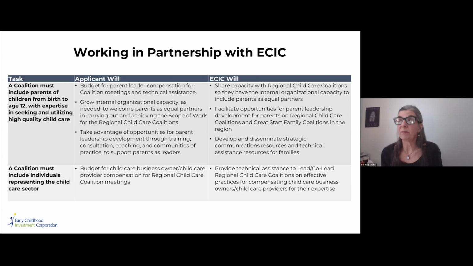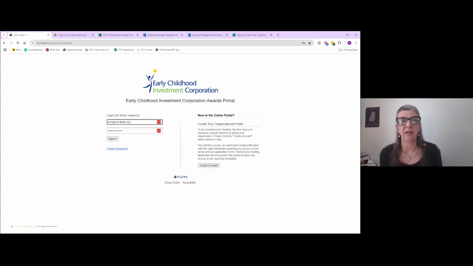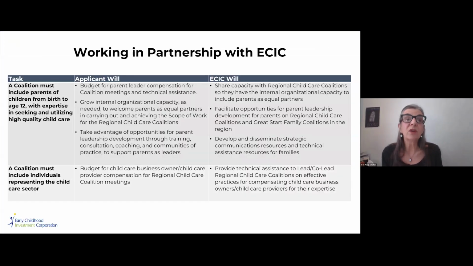A key element of the regional coalition work is the inclusion of parents. So what does that mean for applicants, particularly the lead? One, your budget needs to include parent leader compensation. We have resources that we can share with you. Again, we're happy to schedule time with you to review our best practices for parent leader compensation. Every budget needs to include parent leader compensation for this initial period of performance.